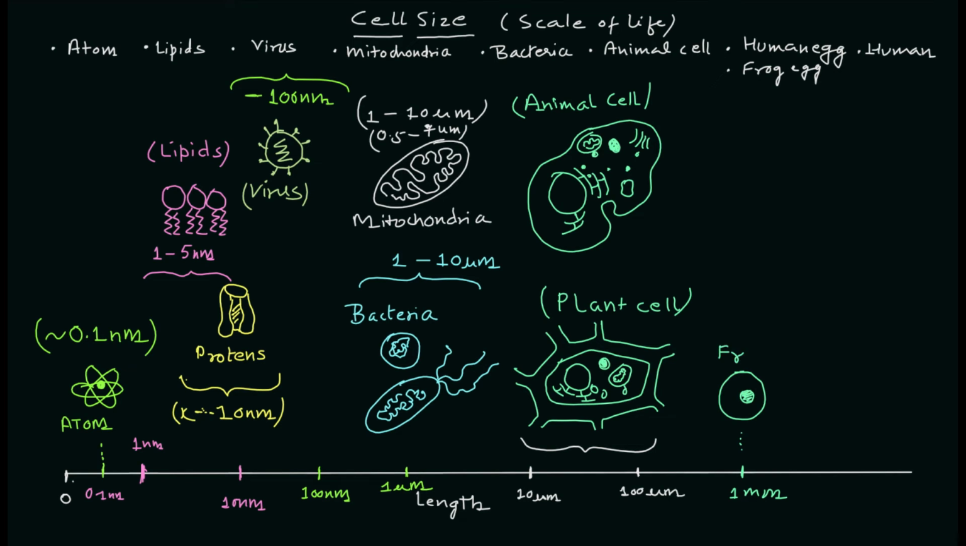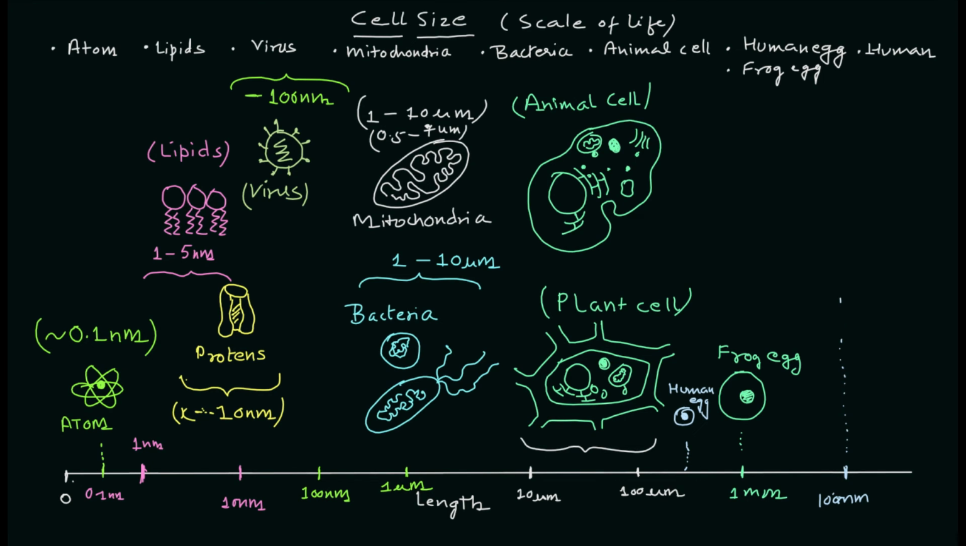Next, approximately 1 millimeter is the frog egg. It's pretty large. The human egg is smaller than that. I'll put it in between 100 micrometers to 1 millimeter, so it's somewhere here. That's the human egg. And if we go higher than that, around 100 millimeters, and smaller than 100 millimeters, basically you have the chicken egg.